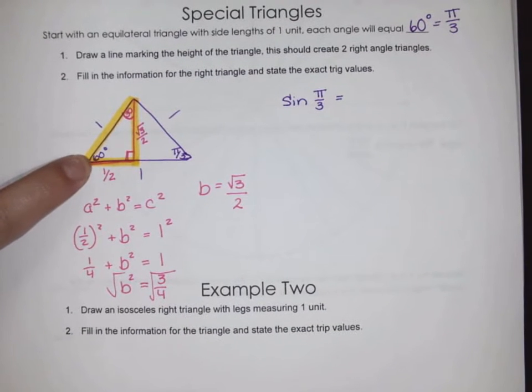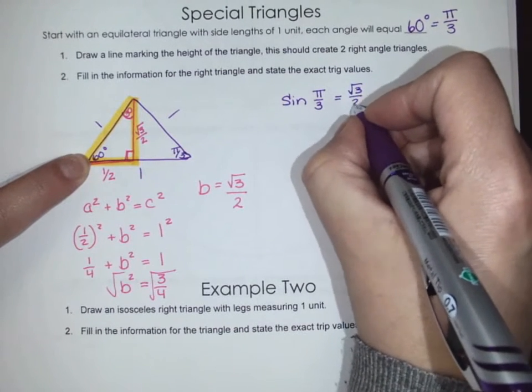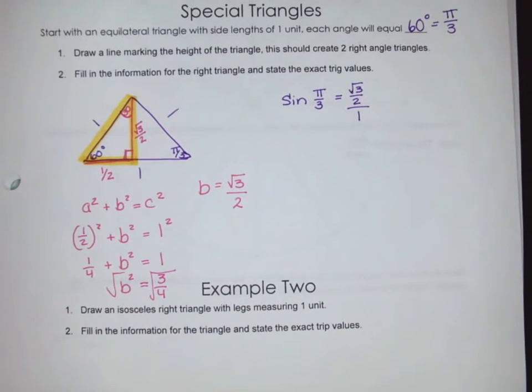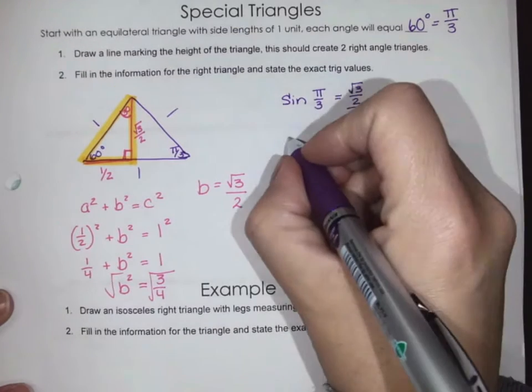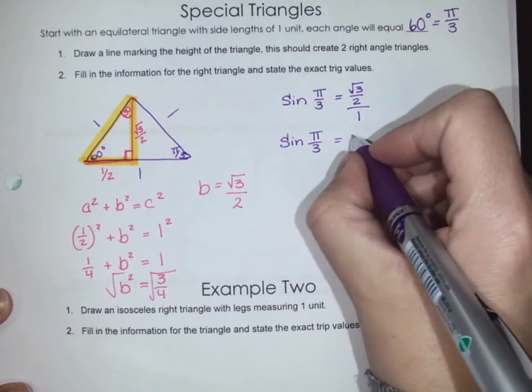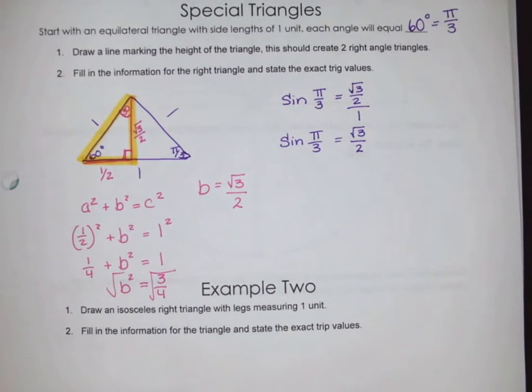So here's my angle, 60. It's going to be my opposite side, so root 3/2, divided by the hypotenuse, which is 1. What does that simplify to? Root 3/2, right? Anything divided by 1 is going to be itself. Okay, good job, everybody.